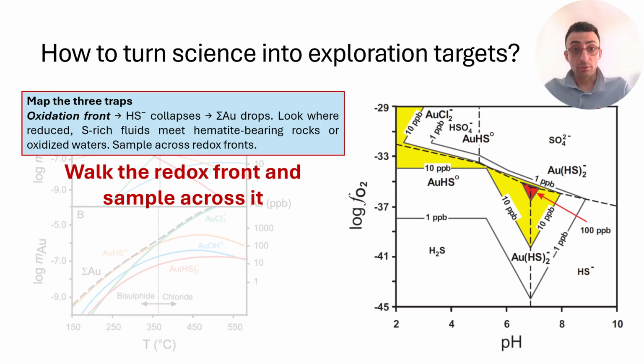Now we'll move to the right diagram, where we can map three traps. The first is oxidation fronts. Hydrogen bisulfide crashes and gold drops out where reduced sulfur-bearing fluids hit hematite hosts or oxidized water. So in the field, we need to walk the redox front and sample across it. To find the redox front, trace where magnetite turns into hematite, where goethite or anhydrite appear, or where even pyrite rims are replaced. This is our redox front.